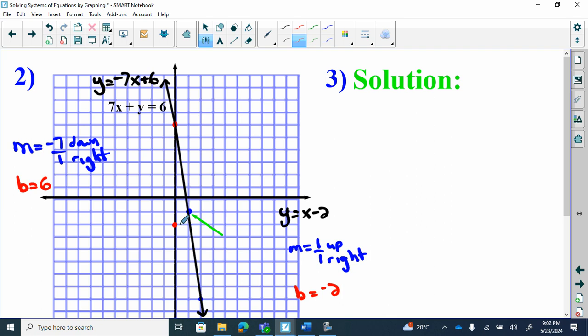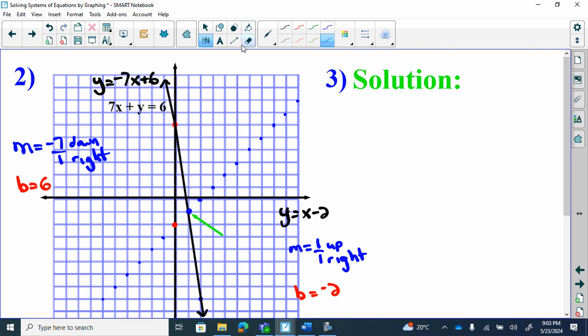Here it is. And then from there, I use my slope. So stay right here, but you're going to go up 1, right 1, up 1, right 1, up 1, right 1, up 1, right 1, up 1, right 1. Keep going forever and ever. I could also go down 1, left 1. That's 2 negatives. And 2 negatives make a positive.